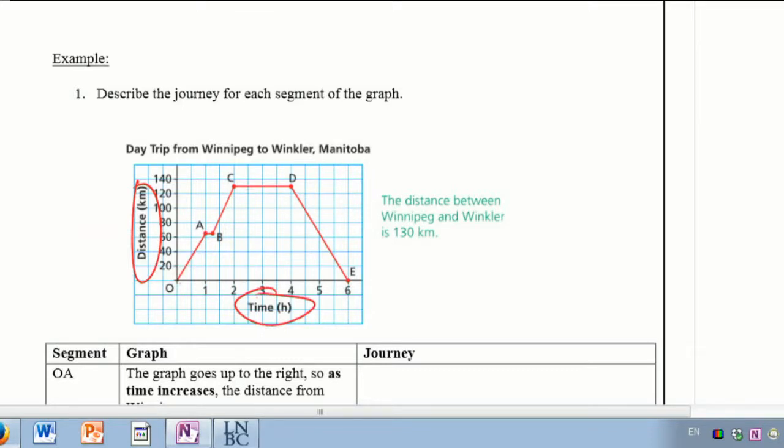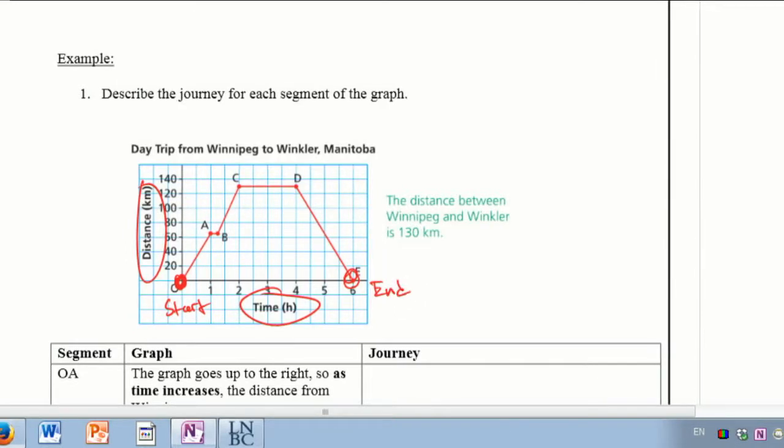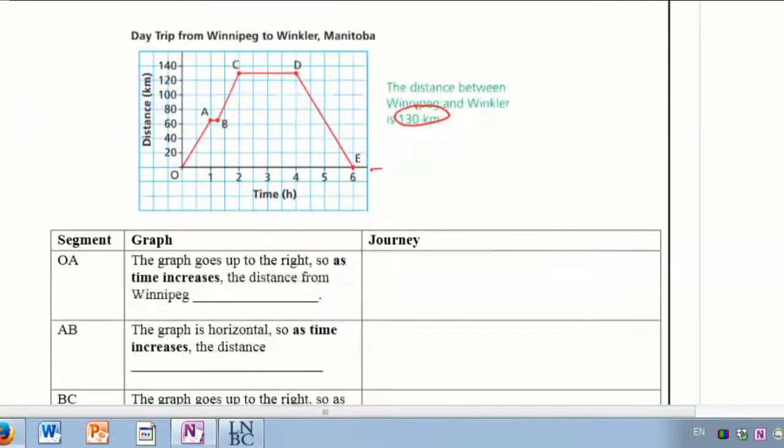So I'm starting off at 0 distance and 0 time. So this is my start here. And then I'm doing something, and then at E, this is my end. I think just a coincidence that E was there at the end, but that's kind of what's going on. So we need to kind of determine what's going on. We need to interpret this graph, try to figure out what's happening. So the distance between Winnipeg and Winkler is 130 kilometers. So that's important. I wrote it in there.